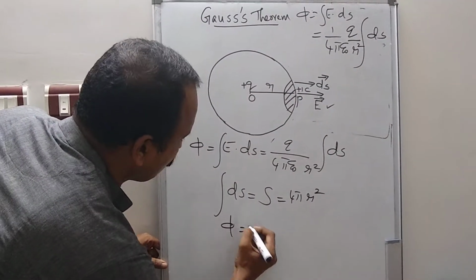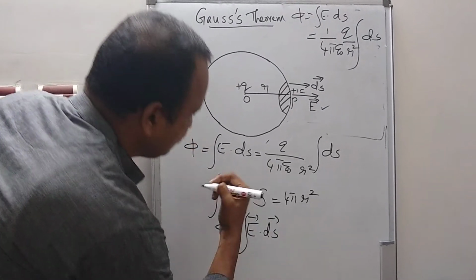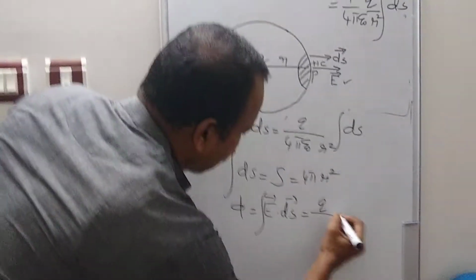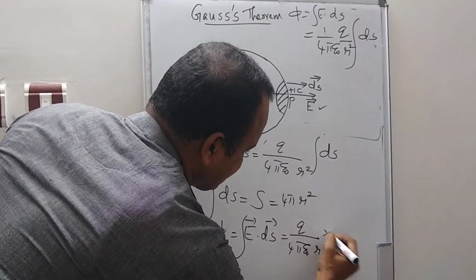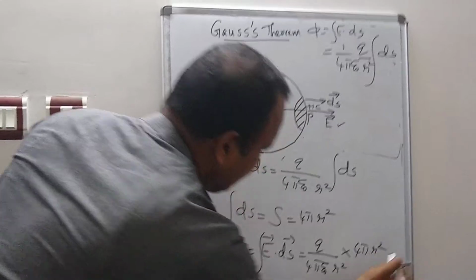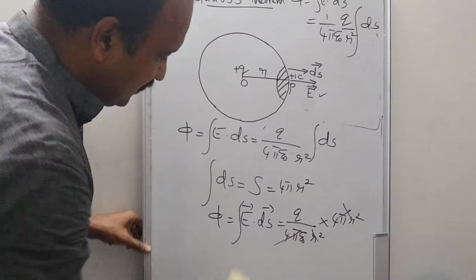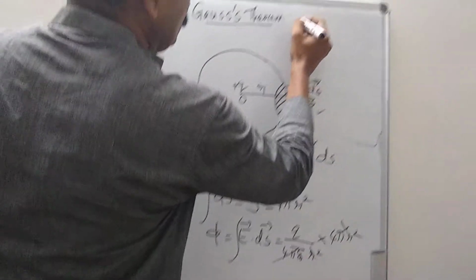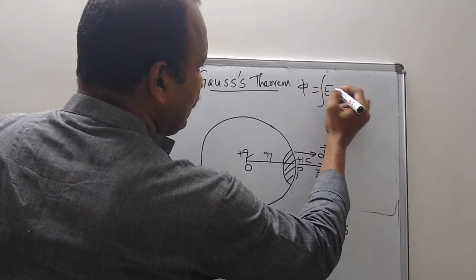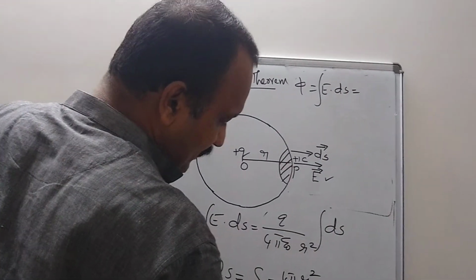Phi is equal to integral E dot ds, vector symbol is there, is equal to q by 4 pi epsilon 0 r square. Integral ds is s, that is equal to 4 pi r square. Clear? So 4 pi gets cancelled, r square gets cancelled, and the final answer is given as phi is equal to integral E dot ds is equal to q by epsilon 0.